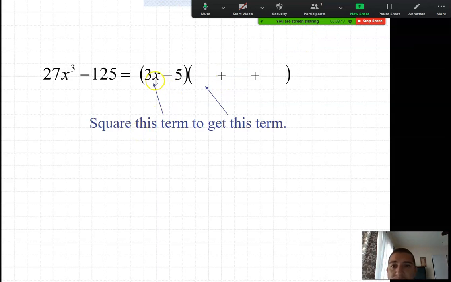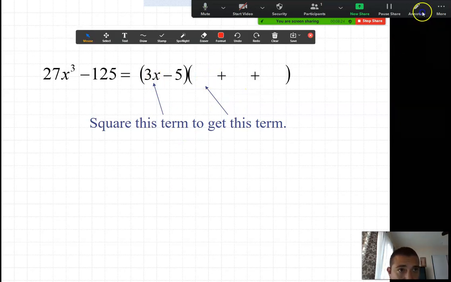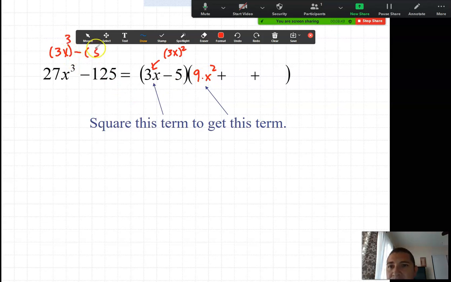Okay, so right here you put the value of A, right here you put the value of B, and to get this term, you're going to square this to get this term over here. So you're going to do 3x. So what you're going to do to this term, you're going to square it. So that means 3x squared. So that's 3 times 3 is 9, and x squared, x to the power of 2. Okay, that's how we get this 9x squared right here. And remember, this is 3x minus 5.